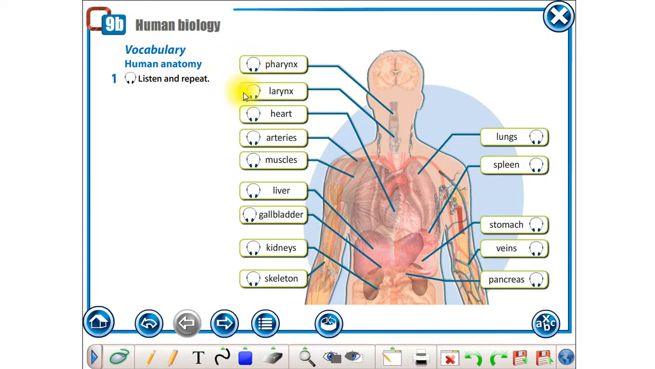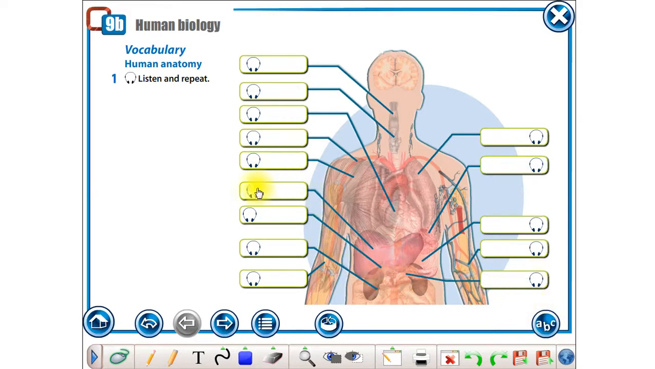Pharynx, larynx, heart, arteries, muscles, liver, gallbladder, kidneys, skeleton, lungs, spleen, stomach, veins, pancreas. Let's practice without these words.